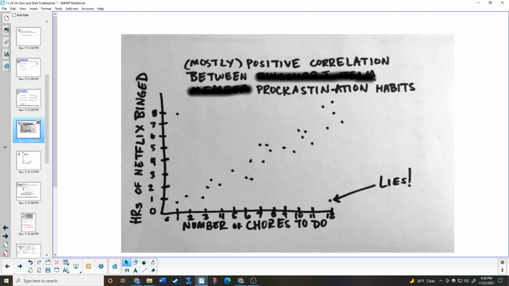So let me go ahead and show you two little, funny scatter plots that are kind of comical. This one says mostly positive correlation between procrastination habits. So it relates the number of chores that the person has to do versus the hours of Netflix binged. So it appears like there's a positive relationship here. Like the more chores that they have to do, the more hours of Netflix that they binge. Again, it's commenting on the joke that the more they have to do, the more they procrastinate. It pulls this person right here. I guess this could all be one person on different days, or maybe each ordered pair is a different person. But this person had a bunch of chores to do and didn't watch much Netflix.